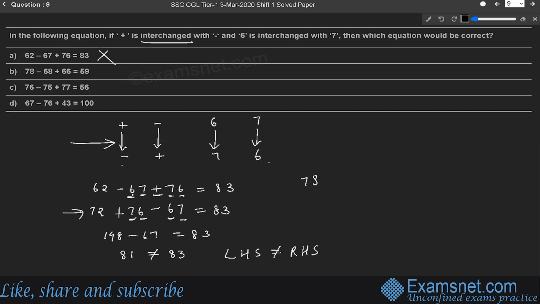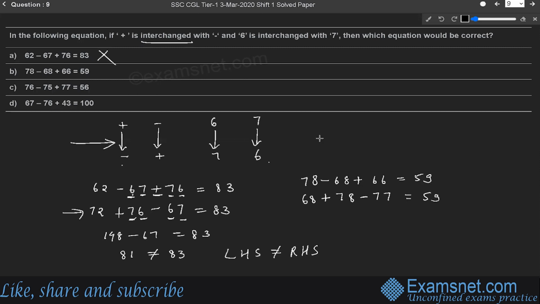The second option is 78 minus 68 plus 66 is equal to 59. Remember the values that we have to interchange here. 7 will be interchanged with 6. Then 8. Minus will be interchanged with plus. 6 will be interchanged with 7. Then 8. Plus will be interchanged with minus. 6 will be interchanged with 7, and again 6 will be interchanged with 7. So this will be equal to 59.